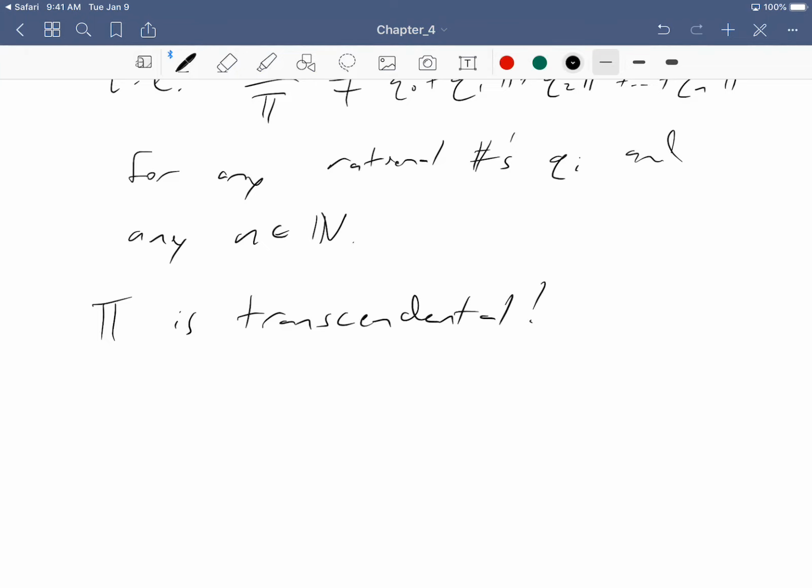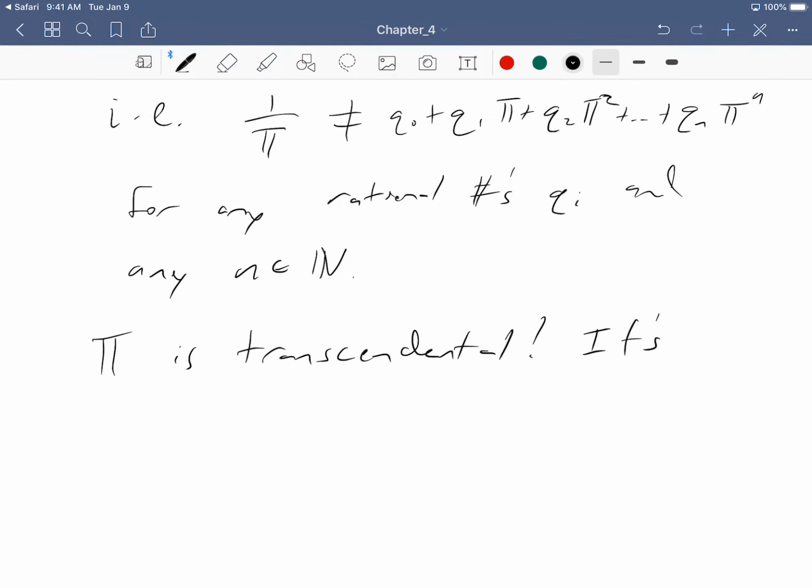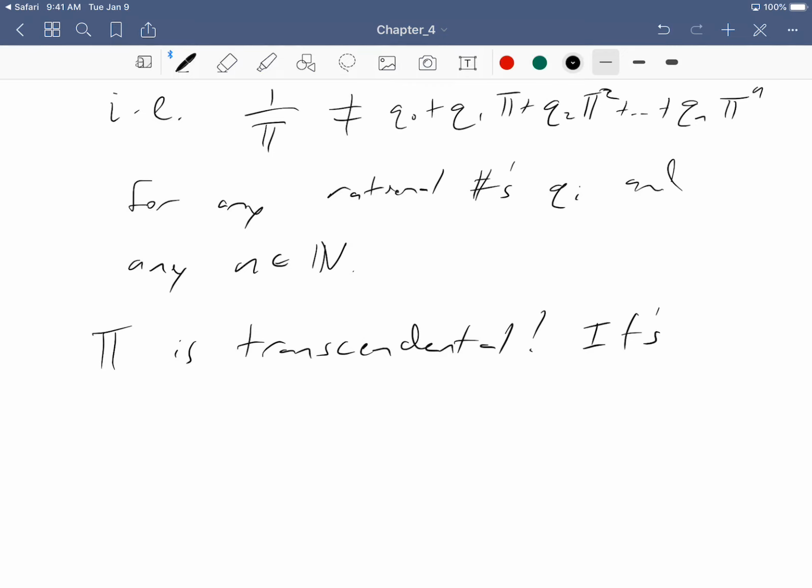We'll define that in just a second. But pi can't be written as that expression up above in powers of pi. 1 over pi cannot be written as a polynomial expression in pi. Another way to say this is it's not the root of any polynomial with rational coefficients.